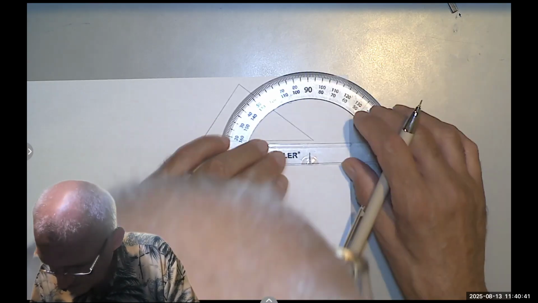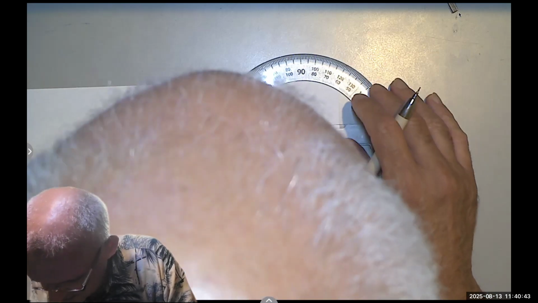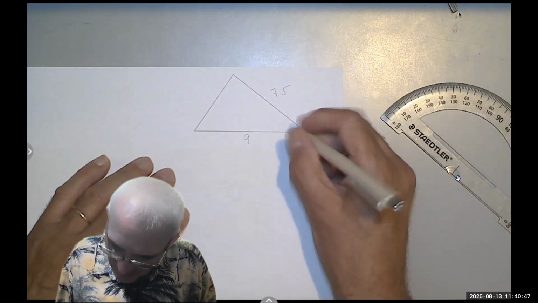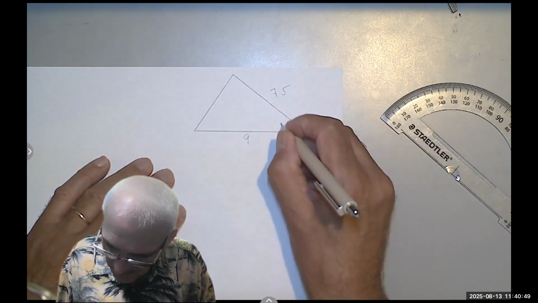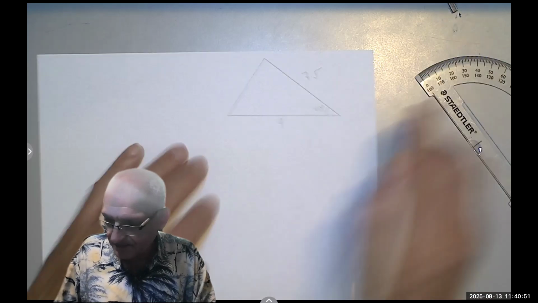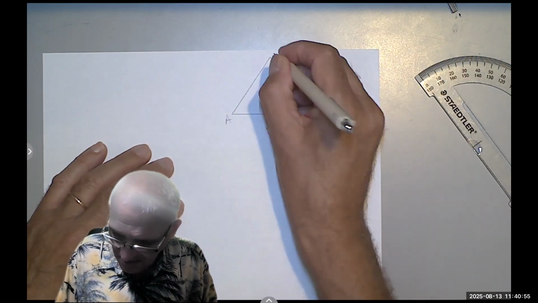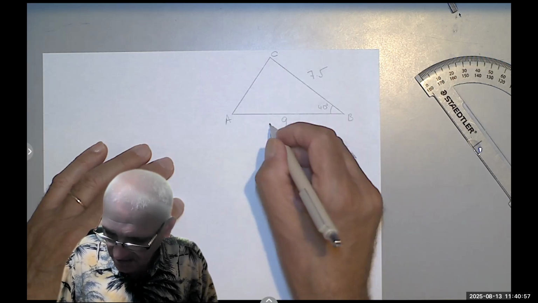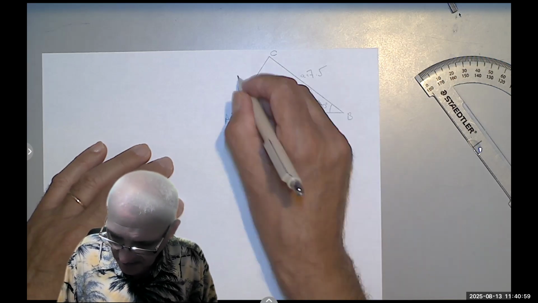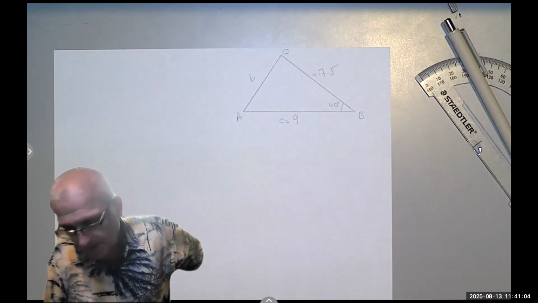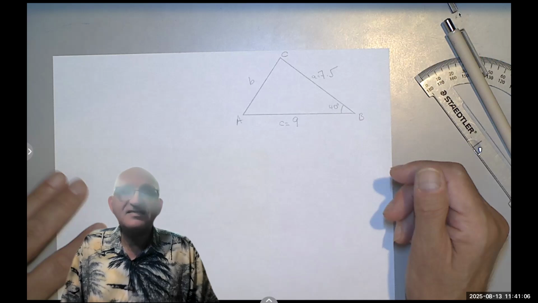And then I tell you, let's see if you know what this angle is. Let's say 40 degrees. And let's call these A, B, C. Here, I can say the following.